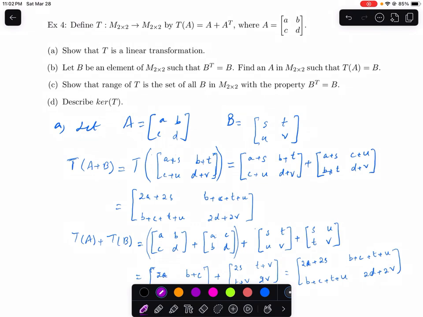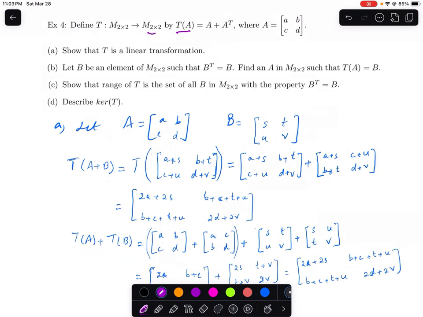It says define T from M2 by 2 to M2 by 2, where M2 by 2 means matrices of size 2 by 2, such that the transform takes a matrix A and produces A plus the transpose of A, where A is some matrix with elements a, b, c, d, real numbers. So the first part is to show that T is a linear transformation.